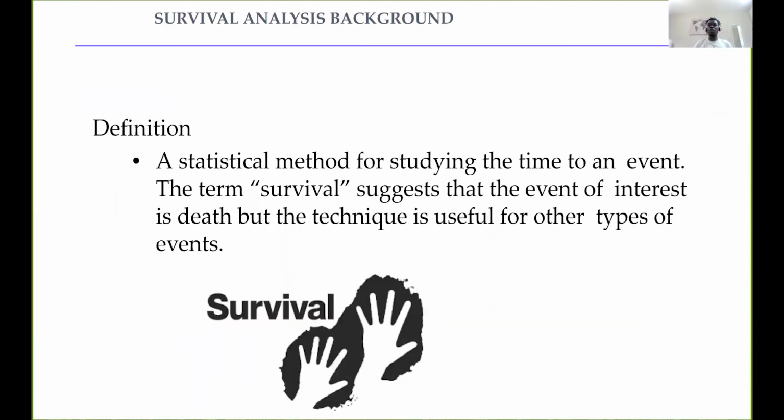So what is survival analysis? Survival analysis is a statistical method for studying time to event. We want to study the time to an event in a particular scenario, let's say death. The term survival is used most of the time with the event of interest being death, but we can use it in every other area. You can use it in the business world. Let's say you want to know whether a customer will churn or not. That's the event. So we are going to be taking into account not only the event, which is churn, but also the time to event, which is time to churn.